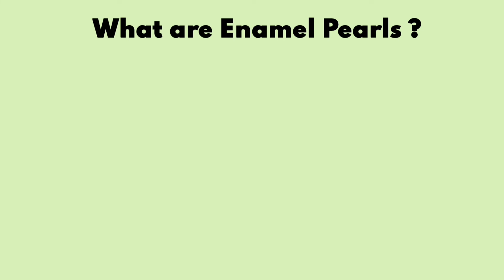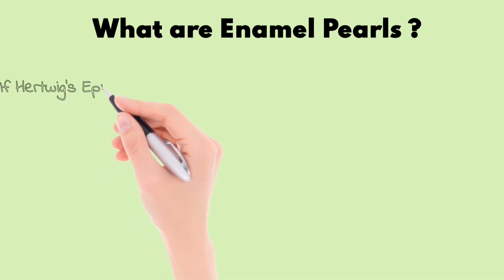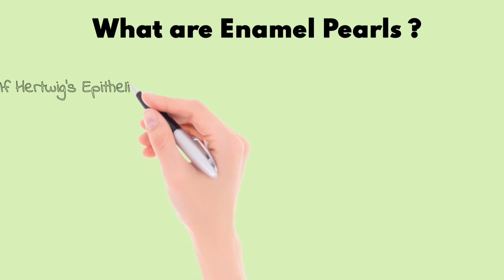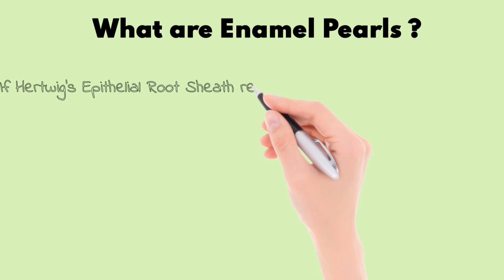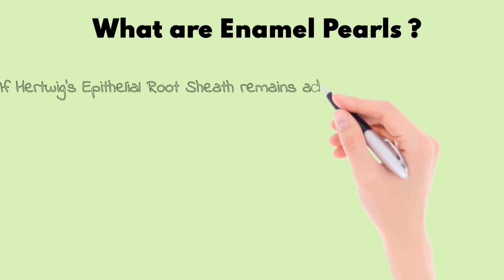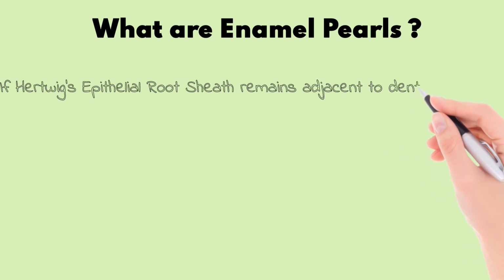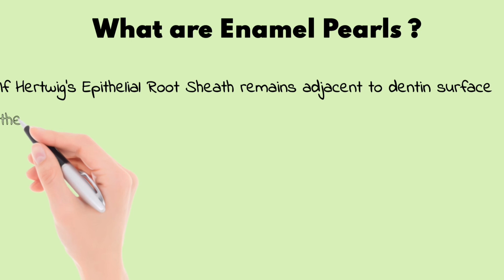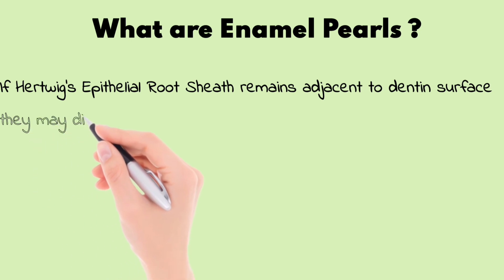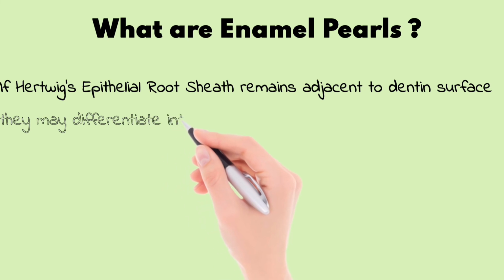Next, we'll learn about what are these enamel pearls. It's a very important question often asked in the viva and also in the examination. These enamel pearls are formed from the Hartwig epithelial root sheath. So let's study this. If the Hartwig epithelial root sheath remains adherent to the dentin surface, the cells may differentiate into ameloblasts and produce enamel on the root.